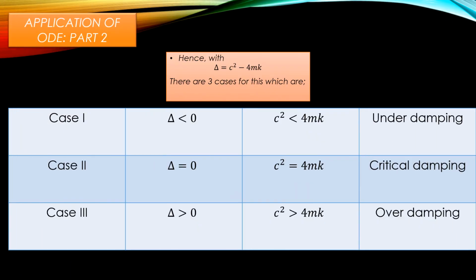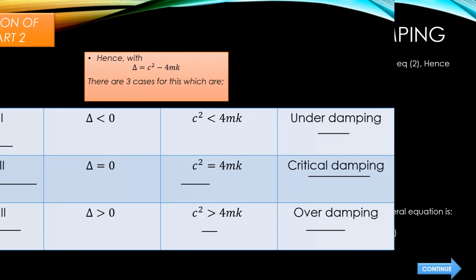And hence we have three cases for the damping. We have case 1 where c squared is less than 4 times the mass times the coefficient of the spring, 4mk: underdamping. Case 2, c squared equals 4mk: critical damping. And case 3 where c squared is more than 4mk: overdamping.